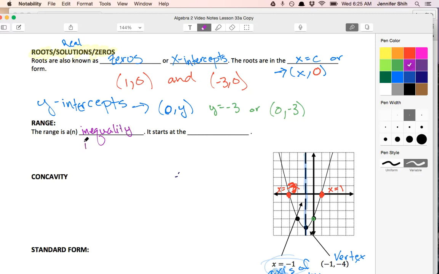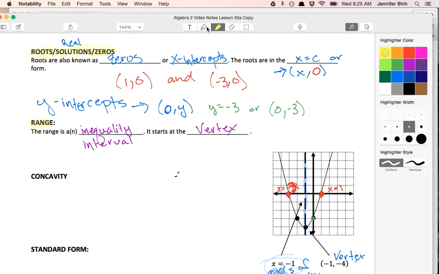Okay, a range is an inequality, or it's some kind of interval, which means it's like a collection of y values. It starts at the vertex. Okay, let me explain what I mean. First of all, range is another awesome vocabulary word. You're going to hear it a lot, and you can always ask, what is the range again? Because it's one of those words that just gets asked a lot, and people tend to forget. So find the vertex on a graph to find the range. Our vertex is here. The range is always the collection of y values.